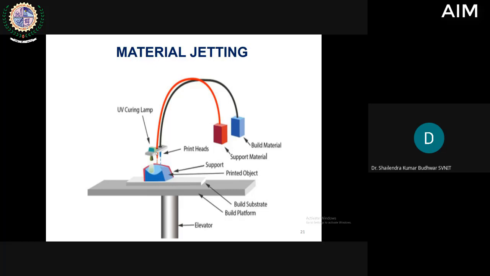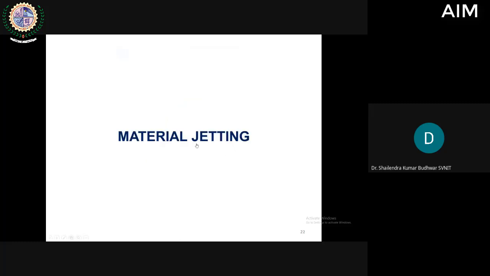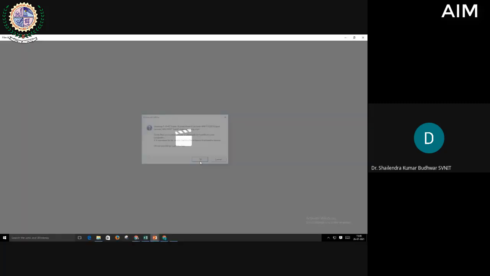So here the materials used are polymers and plastics: polypropylene, high density polyethylene, polymethyl methacrylate, that is PMMA, PC, ABS. All these types of materials are used in this material jetting technique. So you can see this video.